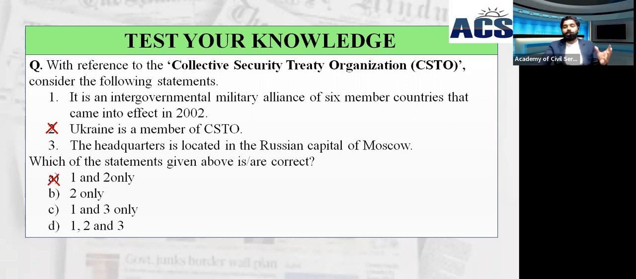If the second statement is wrong, we can apply the elimination method in this question, and we will directly reach the answer, that is option C, 1 and 3 only. That means the first and third statements are right. So you can refer to this content. We have already covered this topic in the current affairs classes, and if you wish to join, you can join our current affairs courses and the prelims and mains courses.